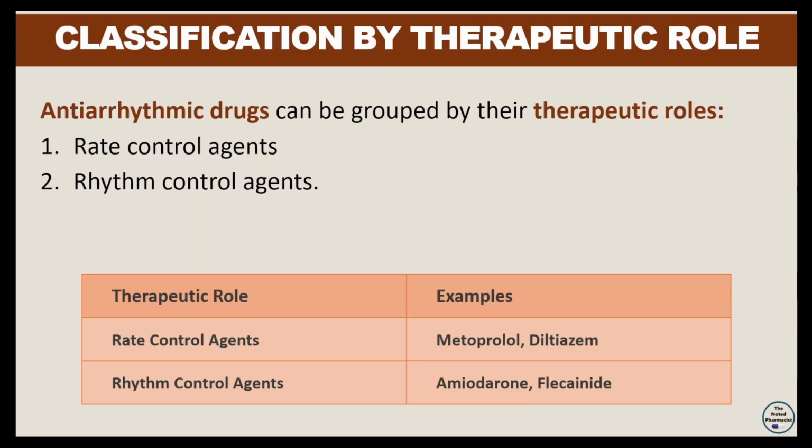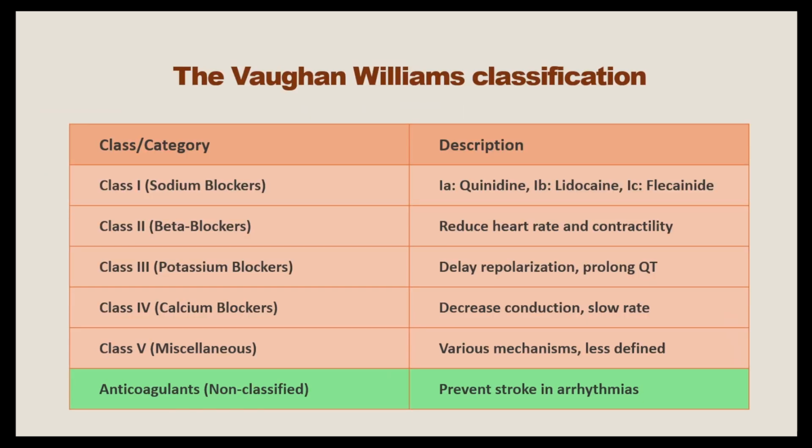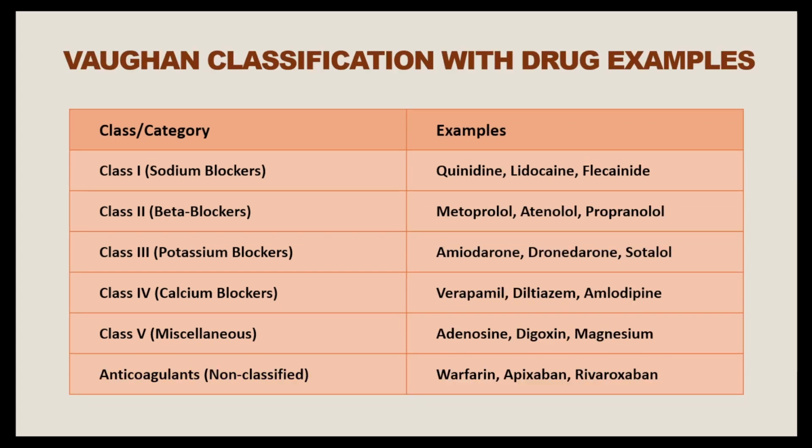Additionally, antiarrhythmic drugs can be grouped by their therapeutic roles, such as rate control or rhythm control agents. Rate control agents include metoprolol and diltiazem. Rhythm control agents include amiodarone and flecainide. Although not part of the Vaughan-Williams system, anticoagulants play a vital role in minimizing stroke risk in conditions like atrial fibrillation. Here is another table that summarizes the Vaughan-Williams classes with key examples highlighted.